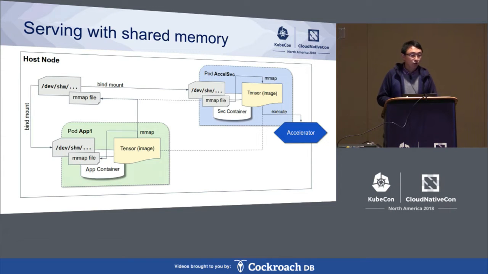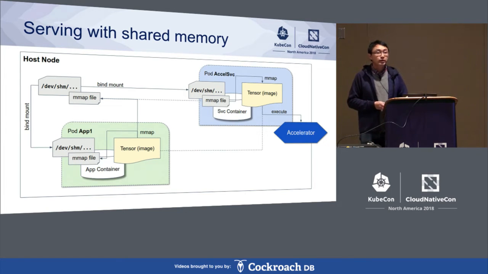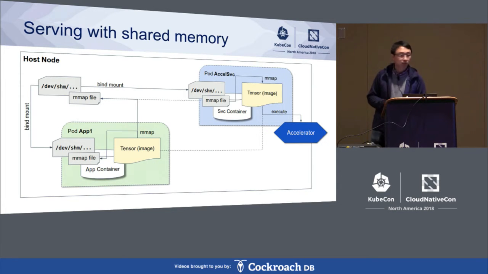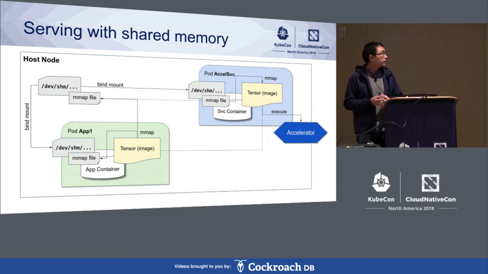This diagram shows the mechanism in more detail. On the top left side, this is /dev/shm. Normally, this is a tmpfs mount point on most Linux systems, on the whole system. We create a subfolder on that, and in the auxiliary service pod in blue, and also in the app1 pod in green, we bind mount this subfolder into these containers. So effectively, these two pods are sharing the same tmpfs.